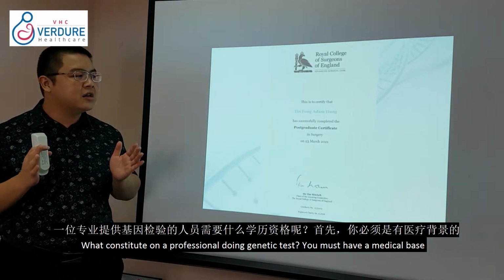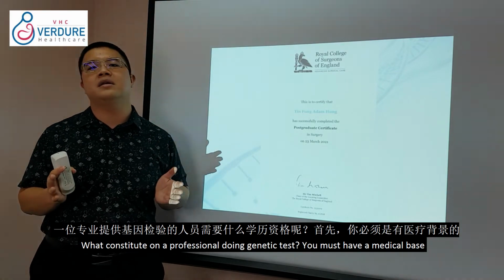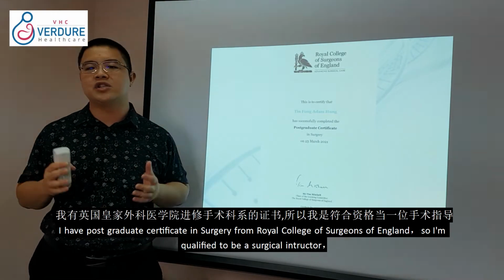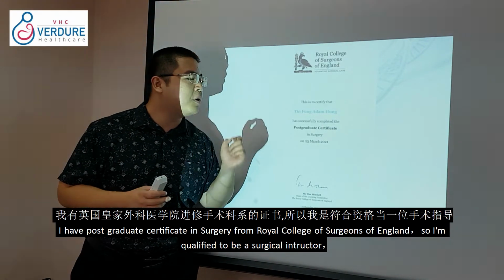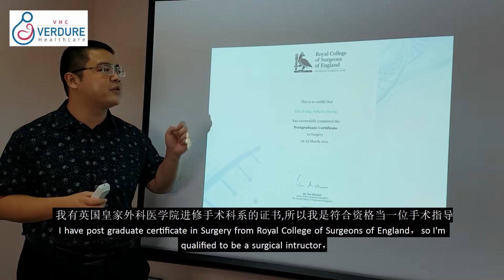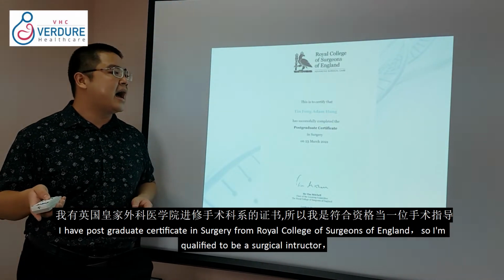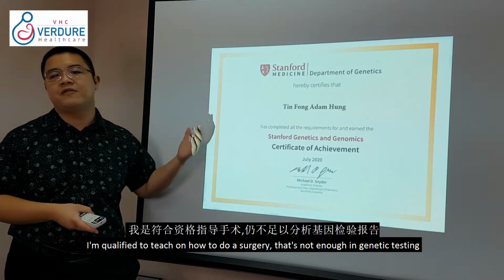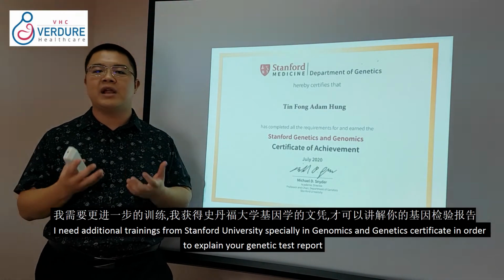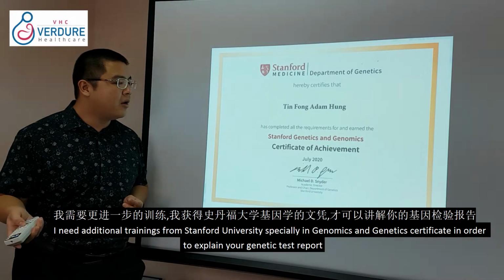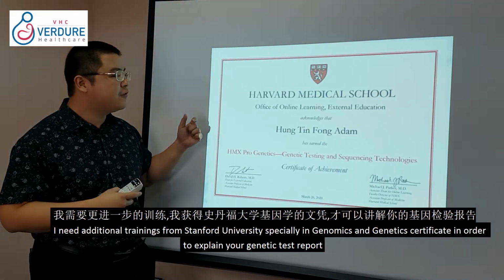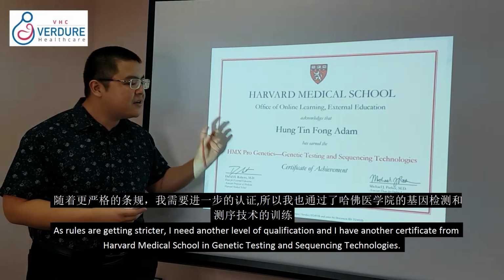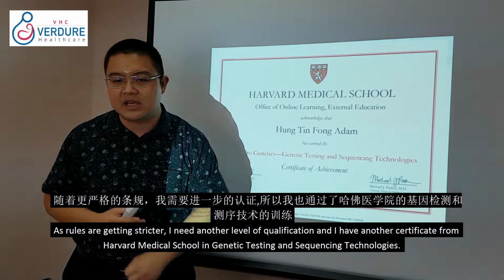So, what constitutes a professional doing genetic tests? Okay, you must have a medical base. Like myself, I'm qualified as a surgery instructor because I have a postgraduate certificate in surgery from the Royal College of Surgeons of England. But that is not enough, okay? Even though I'm qualified as a surgical instructor, I have to get further study in genetics in order to explain about genetics to you. Furthermore, because the rules are getting more and more strict, if you want to offer people genetic tests, you have to go through extensive training specifically for genetic testing and the relevant sequencing technology.